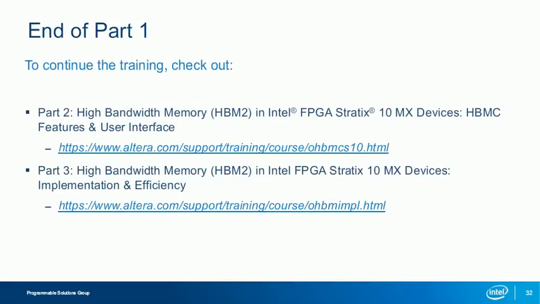This concludes part 1 of the training. If you'd like to continue the training, you can register for parts 2 and 3 for free at the links shown here. To learn about additional resources available to help you with using HBM2 memory in Intel Stratix 10 MX devices, continue to the next slide.